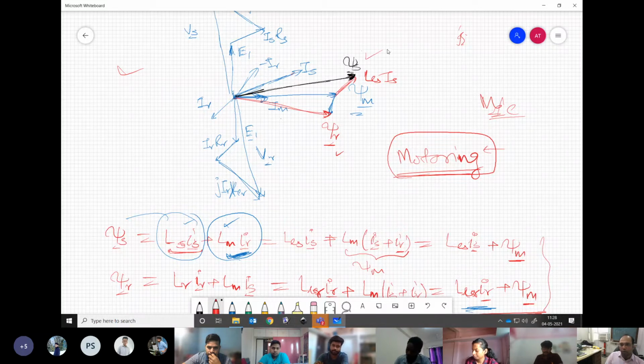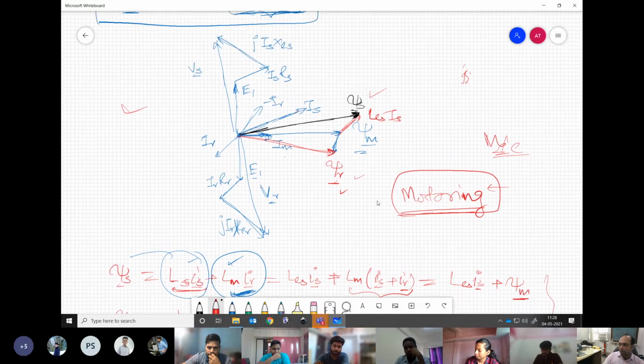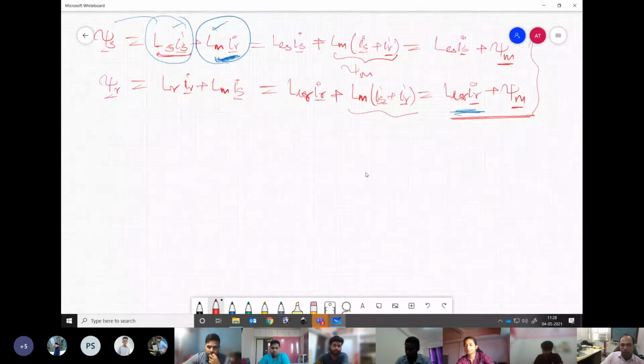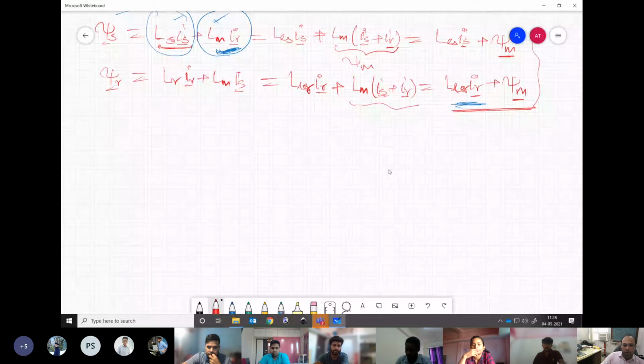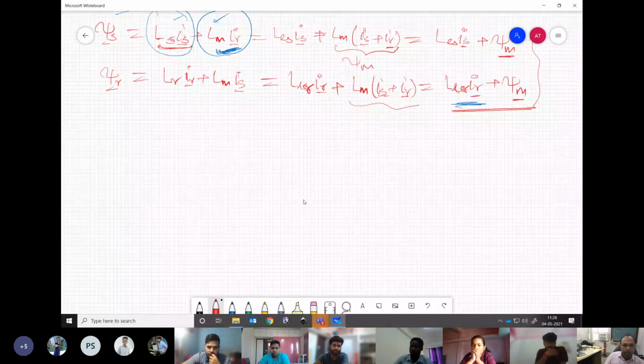So this is how your flux psi s, psi r, psi m are represented in the same phasor diagram. Now you understand what these fluxes are and how they are located in the space. Clear? Yes, sir. Now, when we have understood that, let me define a couple of more terms, because these are the things which will be useful in simplifying our equations.